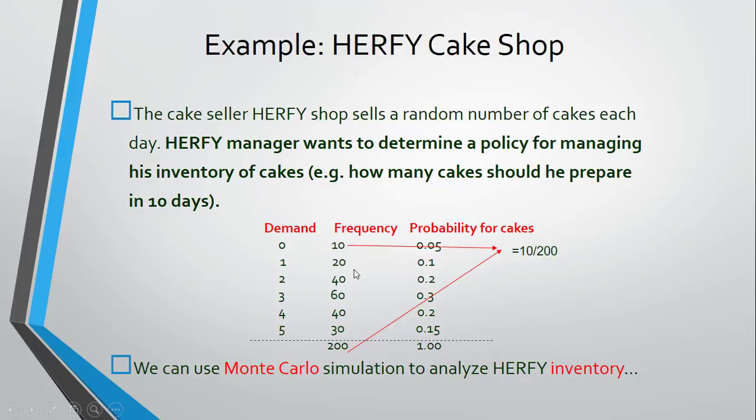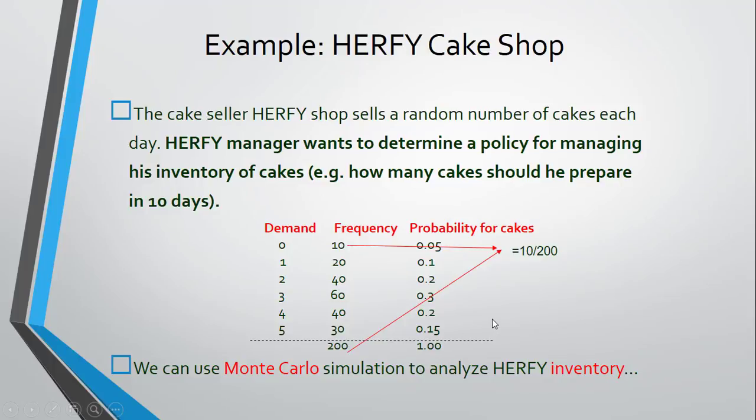That's from historical data, right? From this frequency distribution, you can calculate the probability for cakes. The probability for no cake sold is 10 divided by 200, which gives you 0.05. That's the probability of having no cake sold in a day. Then the probability of having 1 cake sold is 0.1, and 2 cakes sold, 0.2, etc. Added together, it is 1.0.